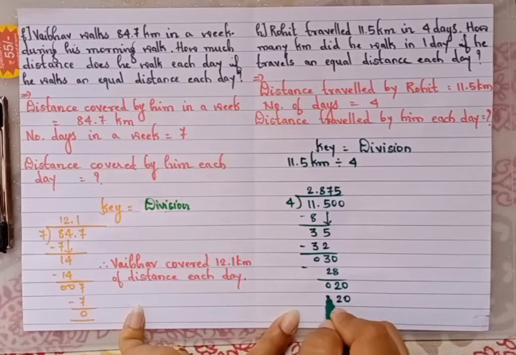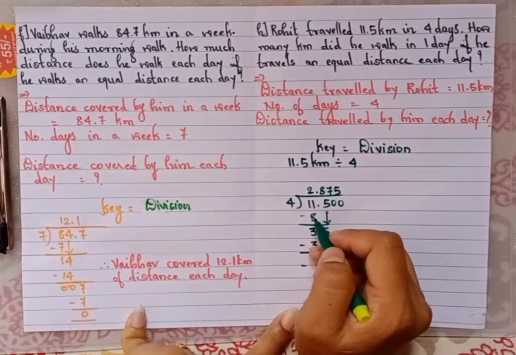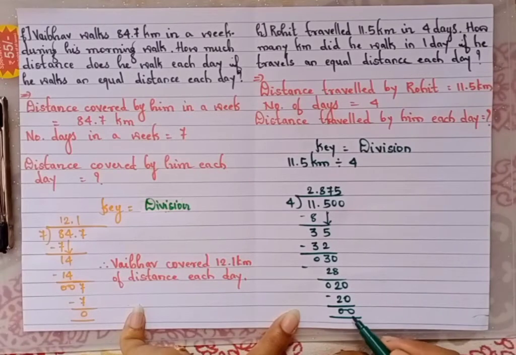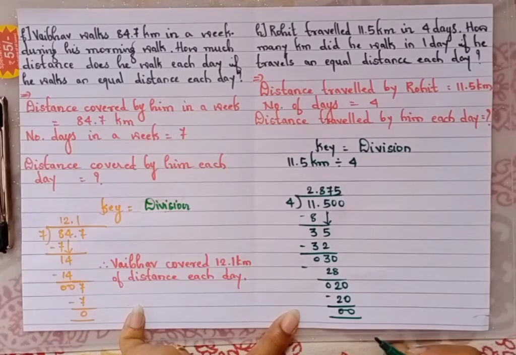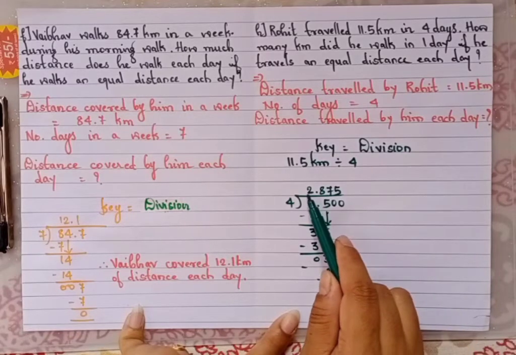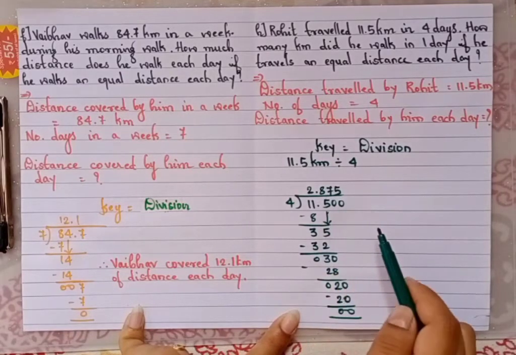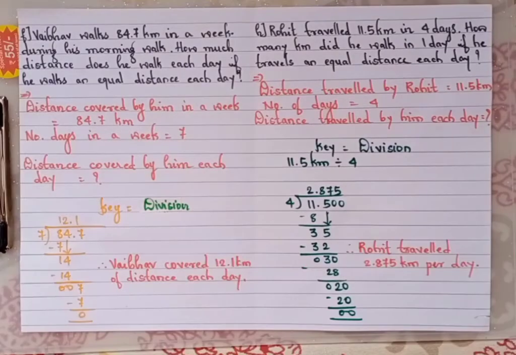And now we have divided the 11.5 completely without leaving any remainder. Therefore, we can write that Rohit traveled 2.875 kilometer per day. And hence the proof.